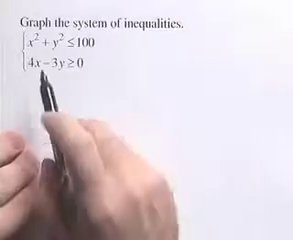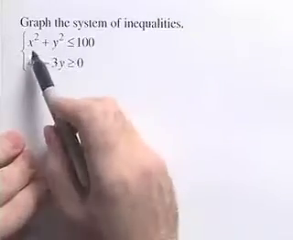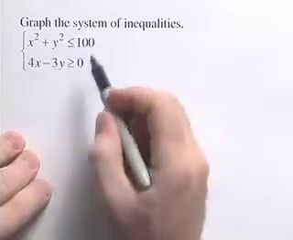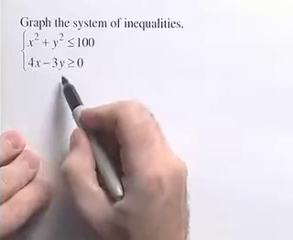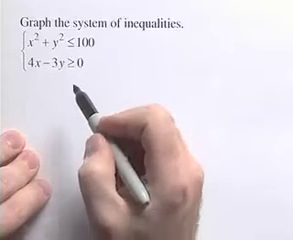For this problem, we're asked to solve a system of nonlinear inequalities. We want to graph the system of inequalities x squared plus y squared less than or equal to 100, 4x minus 3y greater than or equal to 0.